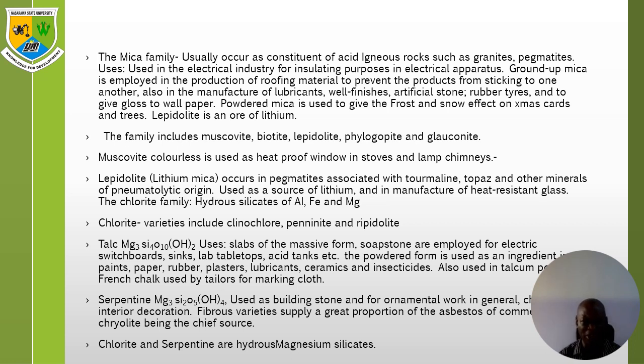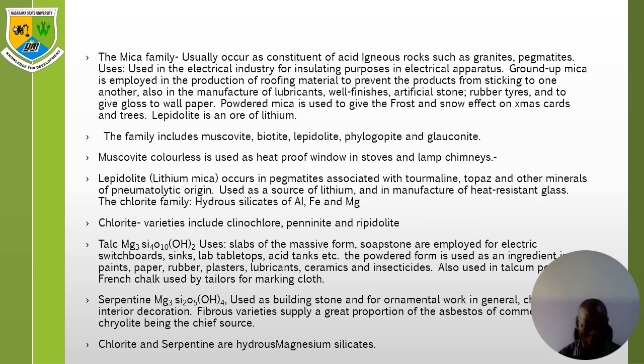The mica family occurs as constituents of acid igneous rock, such as granite and pegmatite. It is used in the electrical industry for insulating purposes in electrical apparatus. The mica group is employed in the production of roofing material to prevent the product from sticking to another. Also in the manufacture of lubricant, wall finish, artificial stone, rubber tires, and to give luster to wallpaper. Powder mica is used to give frost and snow effect on cards and trees.